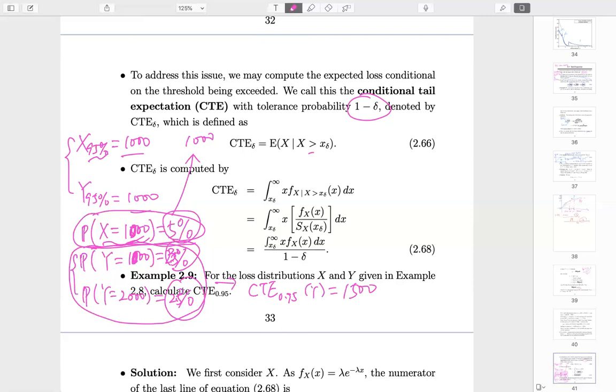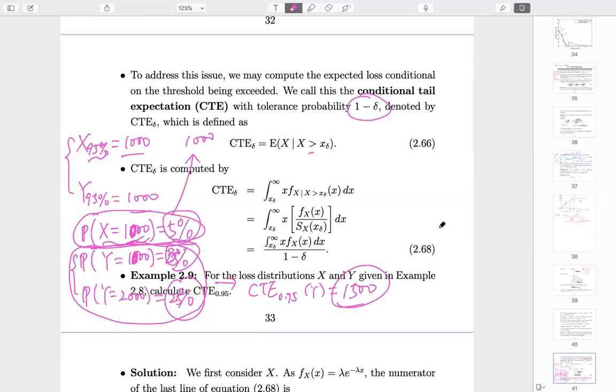This means for both X and Y, there is a 5% chance of seeing something bigger than or equal to 1,000. But in the case of X, if you see something on the right-hand side, it must be 1,000. The average is 1,000. But for Y, it's different. You may see 1,000, you may see 2,000, and the average is 1,500. So the average loss beyond this threshold for Y is bigger. That's why it's worse. Okay?